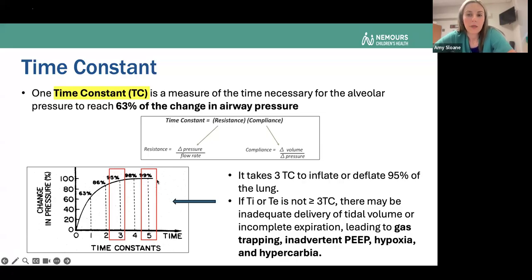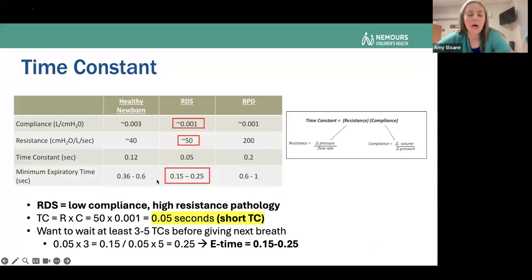So again, RDS is low compliance, high resistance pathology. So just kind of talking through a mathematical example. You can see here that the time constant is 0.05 seconds, relatively short. And you can see the math down here to show that we got this number from the product of the resistance and the compliance. And you remember you want to wait at least 3 to 5 time constants before giving the next breath, so the lung can completely empty before giving the following breath. So in this case, the expiratory time should be 0.15 to 0.25 seconds, or 3 to 5 times the time constant.